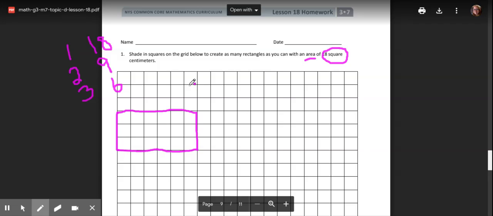So now that you know which numbers to use, and I gave you an example, I need you to draw as many rectangles as you can on this grid paper with 18 square centimeters. Please pause the video.